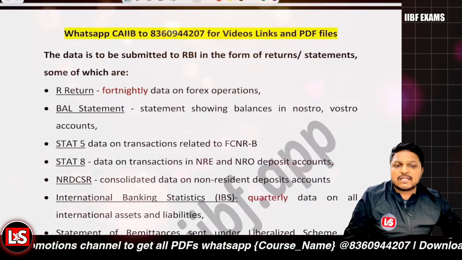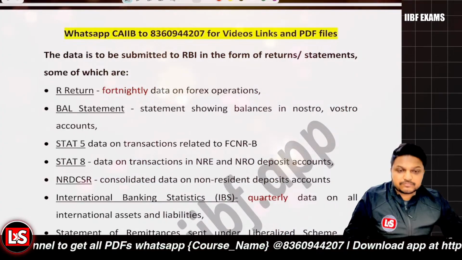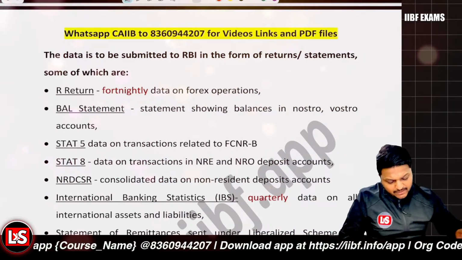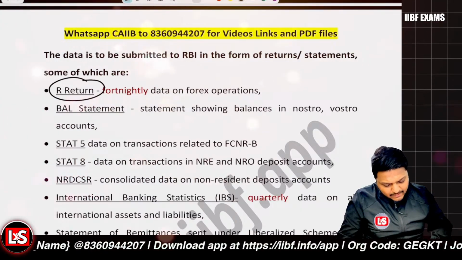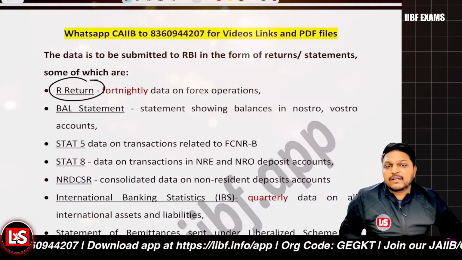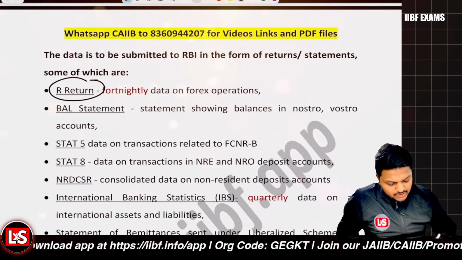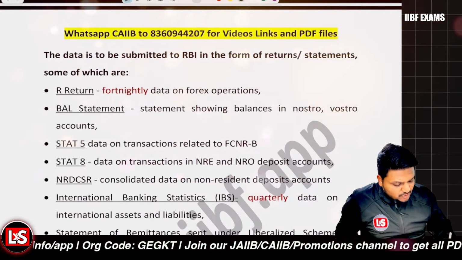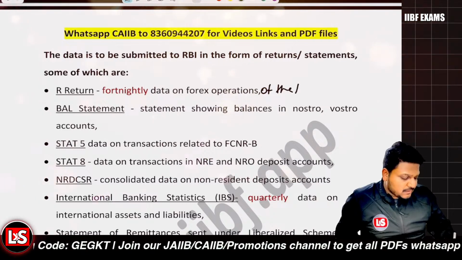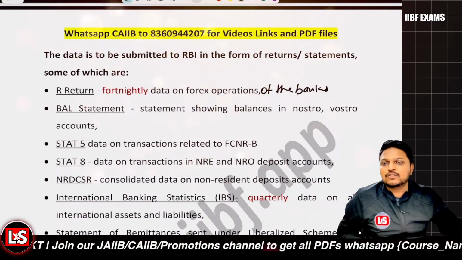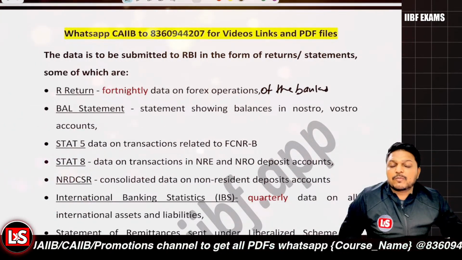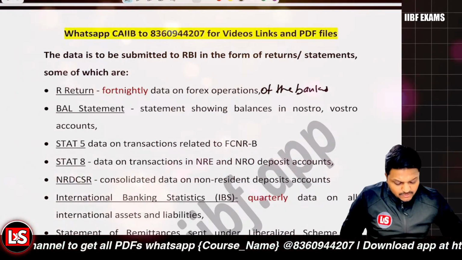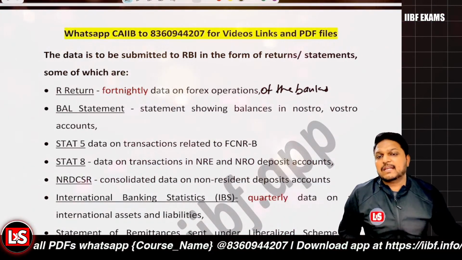The first return is the R return. The R return is basically the fortnightly return to report the foreign exchange operations of the banks. It would be related to the purchases and sales of foreign currency, and it is to be submitted by the authorized dealer category 1 bank.